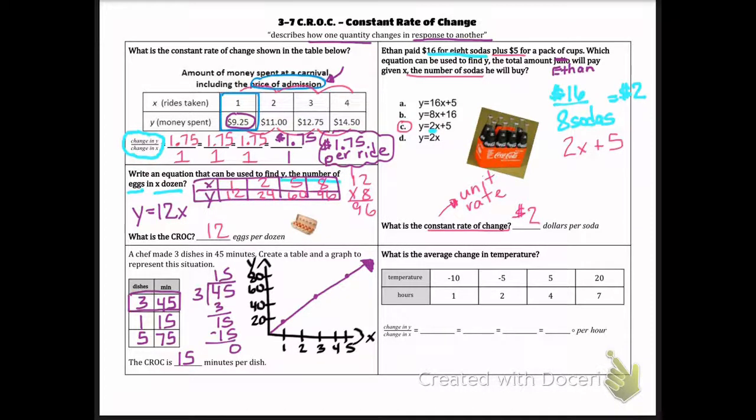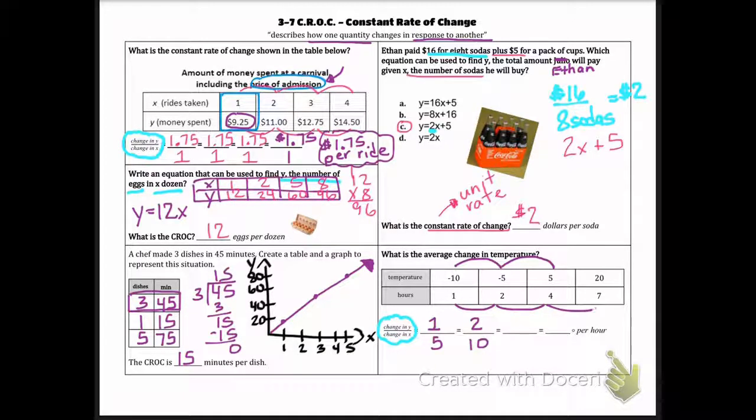Okay, next example, the average change in temperature. This is just another way for asking for a constant rate of change or for the unit rate. So again, constant rate of change is just the change in y over the change in x. So if we look in our table, y went from 1 to 2. At that same time, x went from -10 to -5, so it went up 5. And the next one, y went from 2 to 4, so up 2. And x went from -5 to +5, that's up 10.